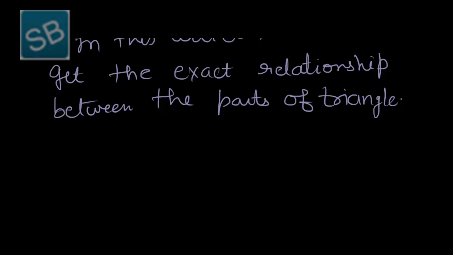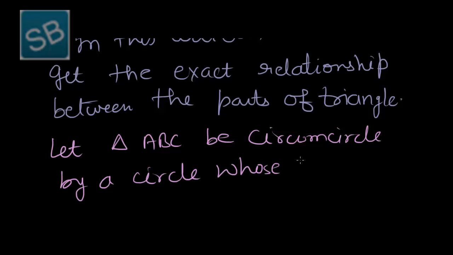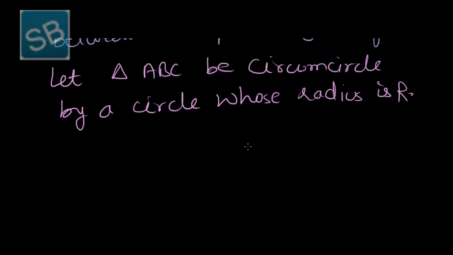So let triangle ABC be circumscribed by a circle whose radius is capital R. First of all, we will draw a circle that circumscribes our triangle ABC.